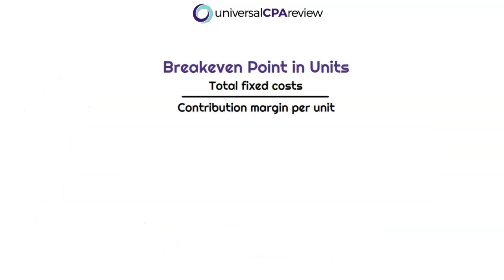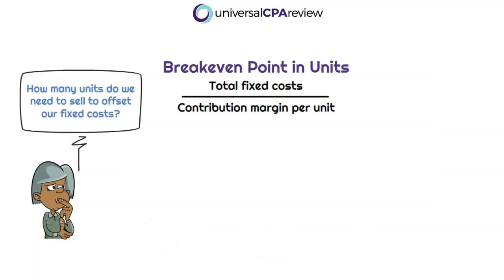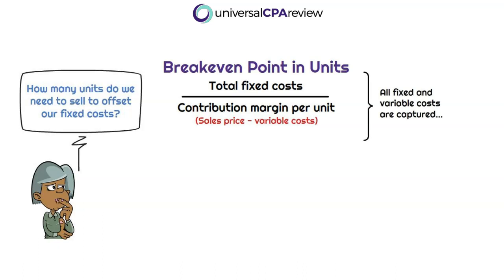So starting with break-even point in units, well, this will tell us how many units the company needs to sell to offset their fixed costs, because fixed costs are there regardless of sales volume, right? And then we also have variable costs, which are going to be part of contribution margin per unit. So if you recall, contribution margin per unit is calculated as sales price less all variable costs. So if we think about contribution margin per unit and total fixed costs, well, we have all the costs of the business. We're just separating them.